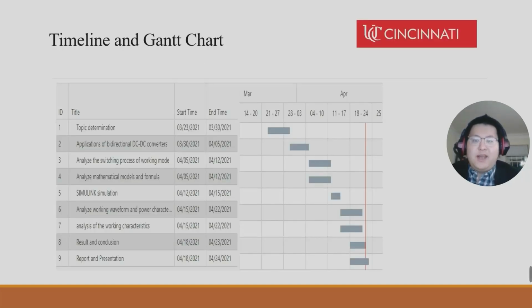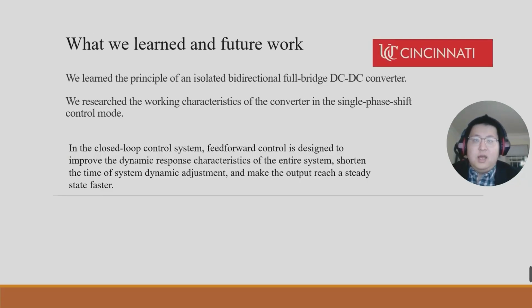This figure is our Gantt chart. We used about a month to finish our project. By this project, we learned the principle of the isolated bidirectional full-bridge DC-DC converter. We researched the working characteristics of the converter in the single-phase shift control mode.